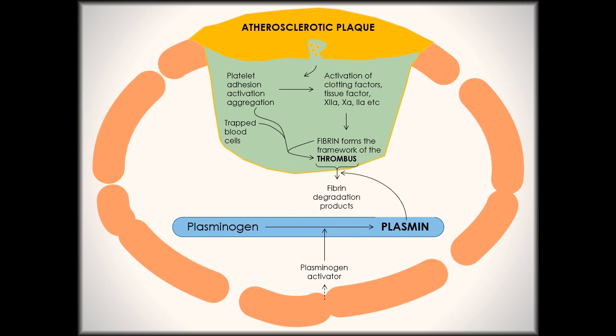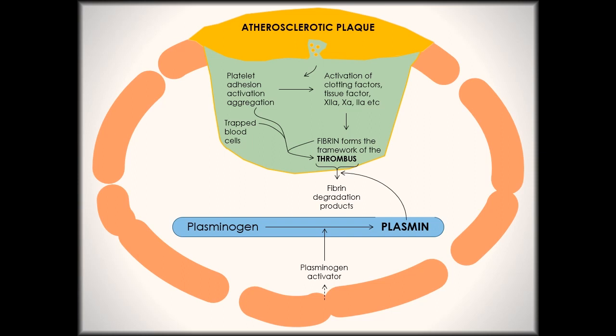Plasmin will then interact with the thrombus, specifically interact with the fibrin to dissolve or to cut the fibrin, making fibrin degradation products, and in doing so will release the trapped blood cells and reduce or halt the growth of the thrombus.